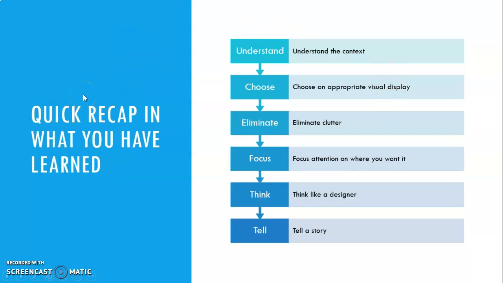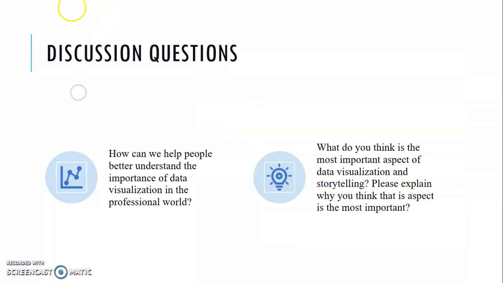It's just a quick recap. What we learned in the chapter is to understand the context, understand appropriate visual display, eliminate clutter, so get rid of things you don't need after analyzing those visualizations, decide what you want to keep, decide what you want to get rid of, focus on what you want for each visualization, think like a designer, and then finally tell the story.